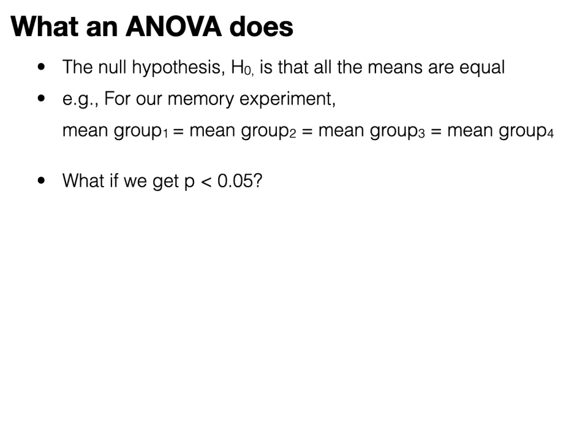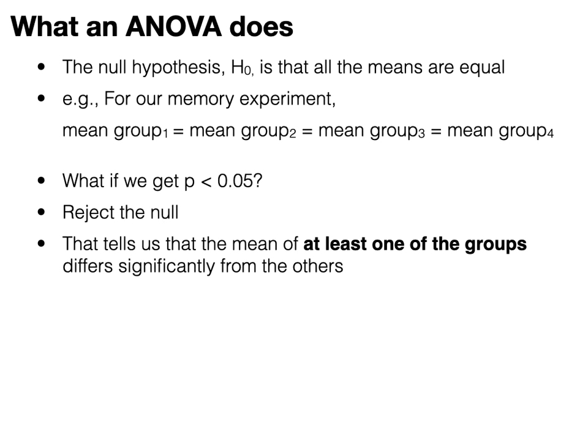Okay, so we covered that. And so what happens if we reject the null hypothesis? What do we do with an ANOVA if we get p of less than 0.05? Well, we reject the null, of course. And what that means is that we've negated the line where I said mean group 1 equals mean group 2 equals mean group 3 equals mean group 4. It tells us that at least one of the groups differs significantly from the others.